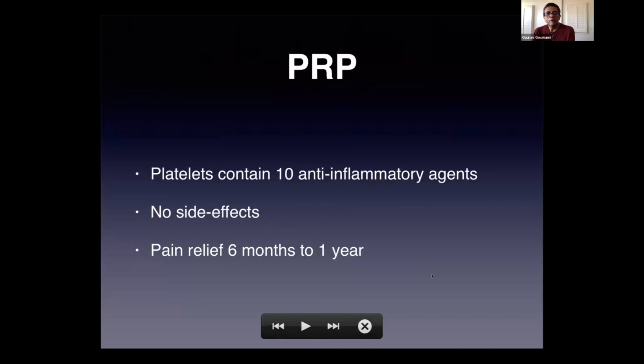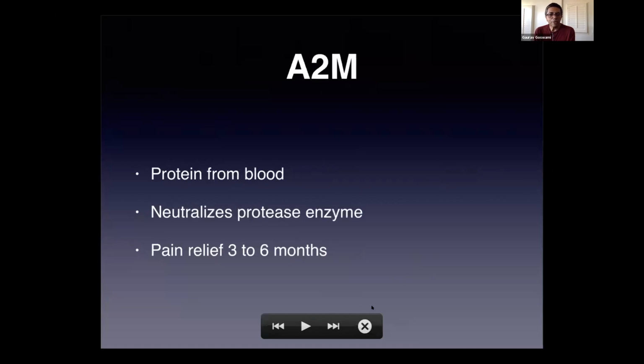So platelets are obviously a kind of cells in our blood, and they contain anti-inflammatory agents. Because they come from your own body, obviously there are no side effects. Numerous studies have shown that if PRP is prepared well and injected correctly, then you can expect some pain relief, on average ranging from 6 months to a year. Obviously, a lot of these studies give you an average. There's a whole group of patients that are involved in it.